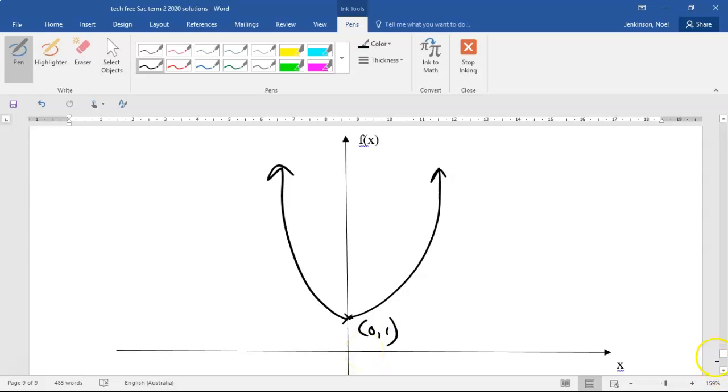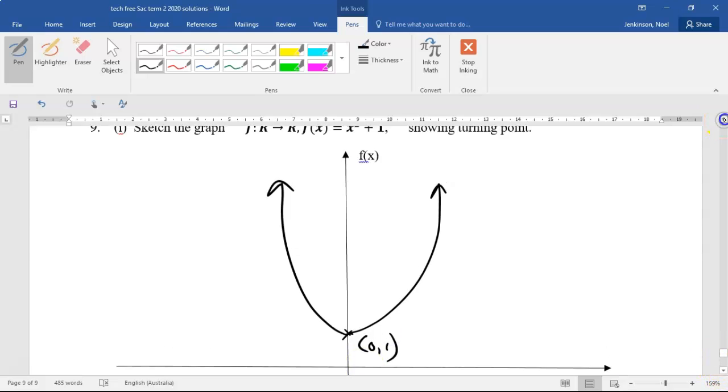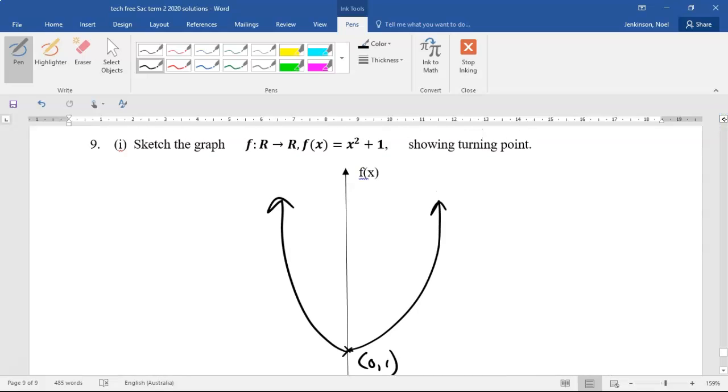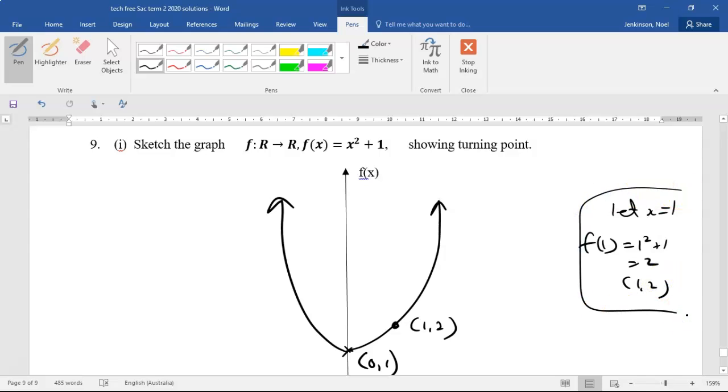If you wanted to, a really great habit when you don't have second points is to say, well, let's make x 1, and what do we get? If x is 1, y would be 2. So there's a point, say, there at 1, 2. How did I do that? I just let x equal 1, or better still, I did function 1, and that's 1 squared plus 1, and that's 2, and I got that other point, 1, 2.